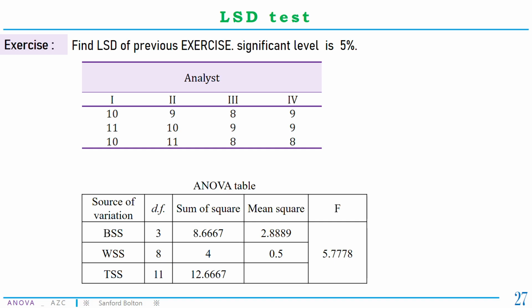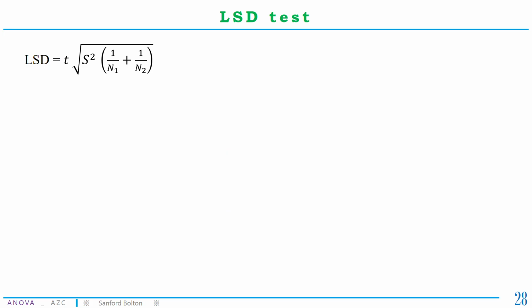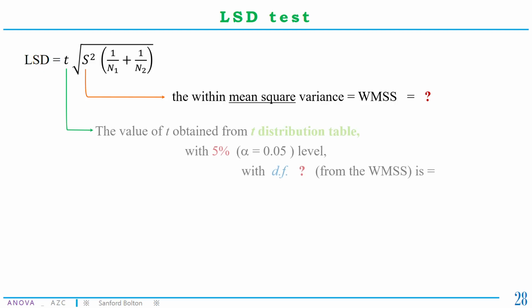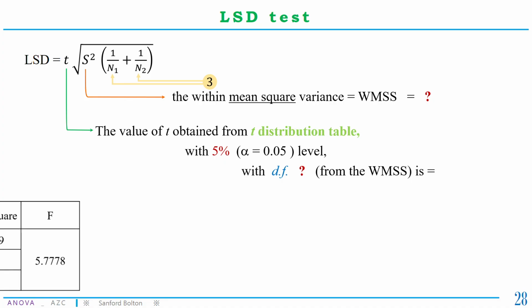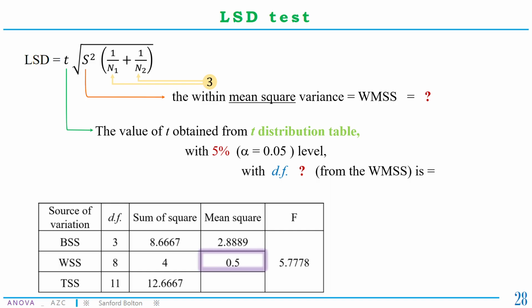Exercise. Find LSD of the previous exercise. Significance level is 5%. Here is the equation of the LSD test, where s squared is WMSS and t is the tabulated t value. Because all groups have the same number of observations, n1 is equal to n2 is equal to n3. WMSS is already calculated in the previous exercise, so just see the ANOVA table. The value of WMSS is 0.5. Now see the degrees of freedom of WMSS in the ANOVA table. The value is 8.